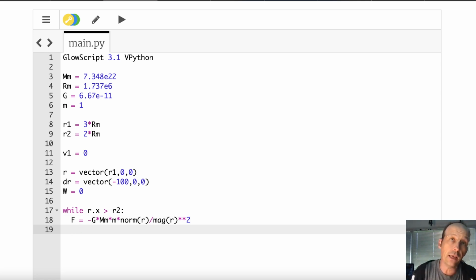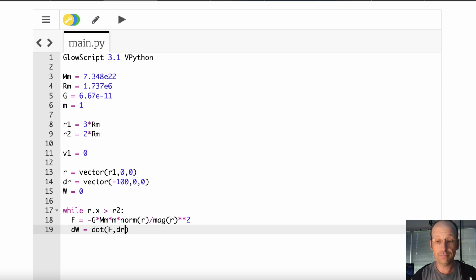Now I can calculate the work done along that path. I know delta r, I'm calling it dr. I know F, so I can say dw. I say d instead of delta because it's easier to write d. D is delta. Is that okay? Okay. So this is going to be the dot product of F dot dr. Dot product is built into Web VPython. So that's good. So it's going to be equal to dot F dr.